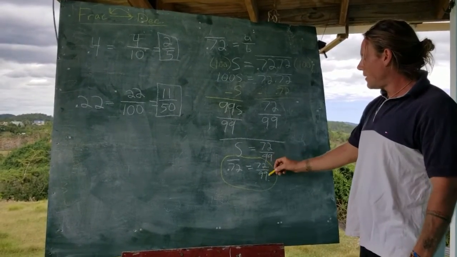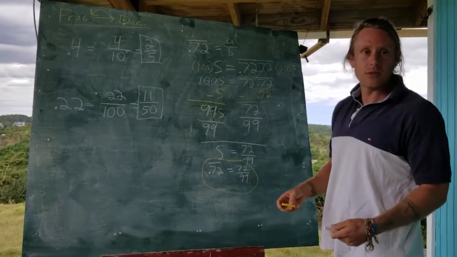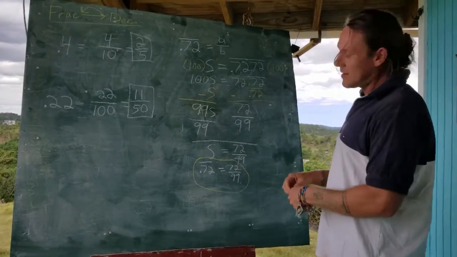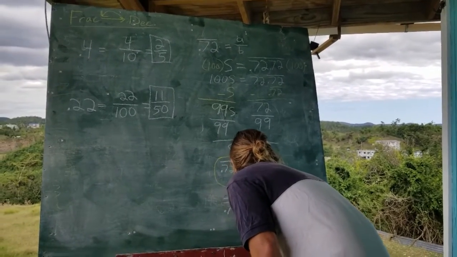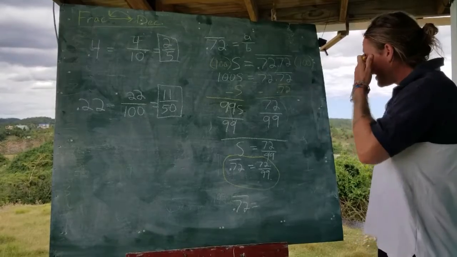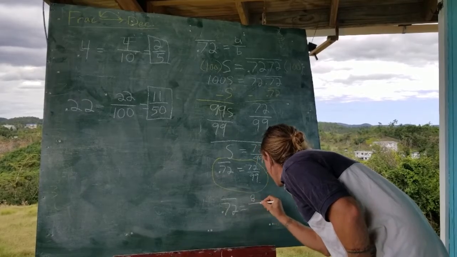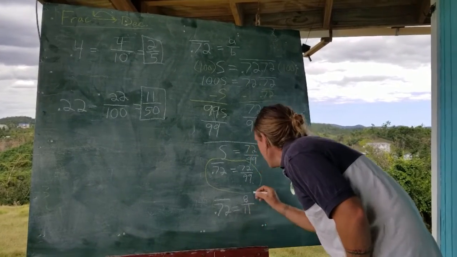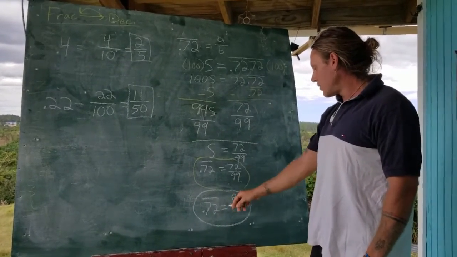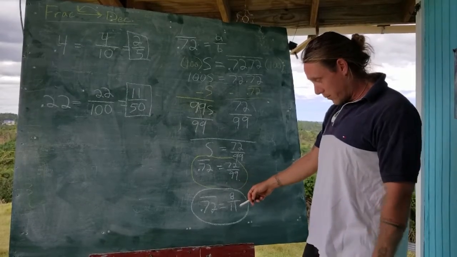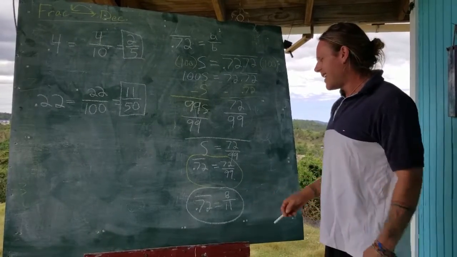It's in the form a over b. A and b are integers. B is not 0. But in this case, it looks like we can reduce to a simpler form. So let's go ahead and do that. 0.72 repeated is equal to, what can we divide both of these by? Well, 9. 72 divided by 9 leaves us with 8. 99 divided by 9 leaves us with 11. So again, our original decimal expansion is equal to the rational number in the form a over b, where a and b are integers and b is not 0: 8 over 11.